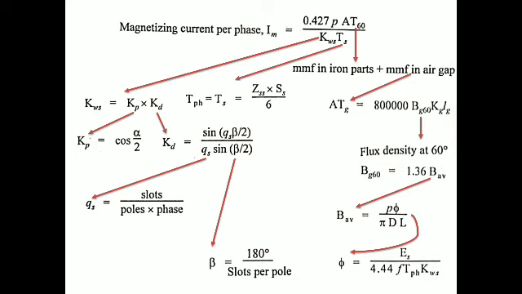Then second step, you have to find the QS. Then third step, you can find the KD. Then fourth step, you can find the alpha. Then fifth step, you're going to find the KP. Then sixth step, you have to multiply this and find the KWS value. Then seventh step, you have to find the TS value.